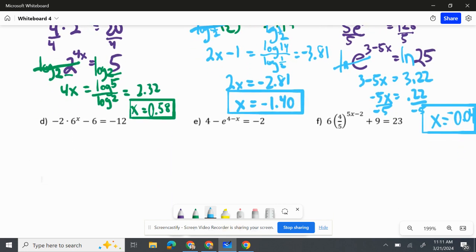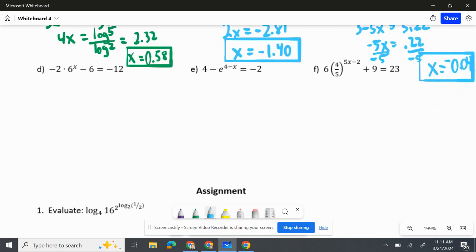Let's look at 3 more. So letter D, once again, I'm going to do the same step. I'm going to get the base by itself. This right here is my base number. So I'm going to add the 6. That gives me negative 2 times 6 to the x is equal to negative 6. I divide by negative 2. And I get 6 to the x equals 3.